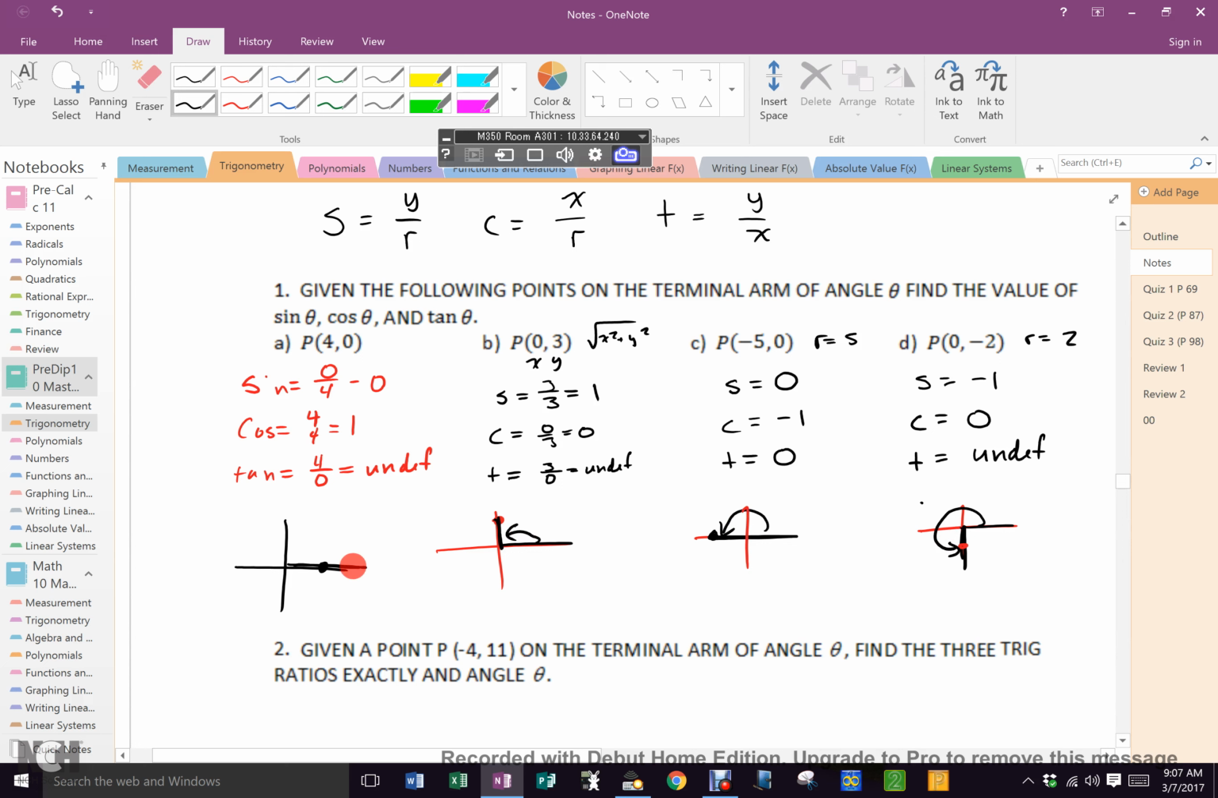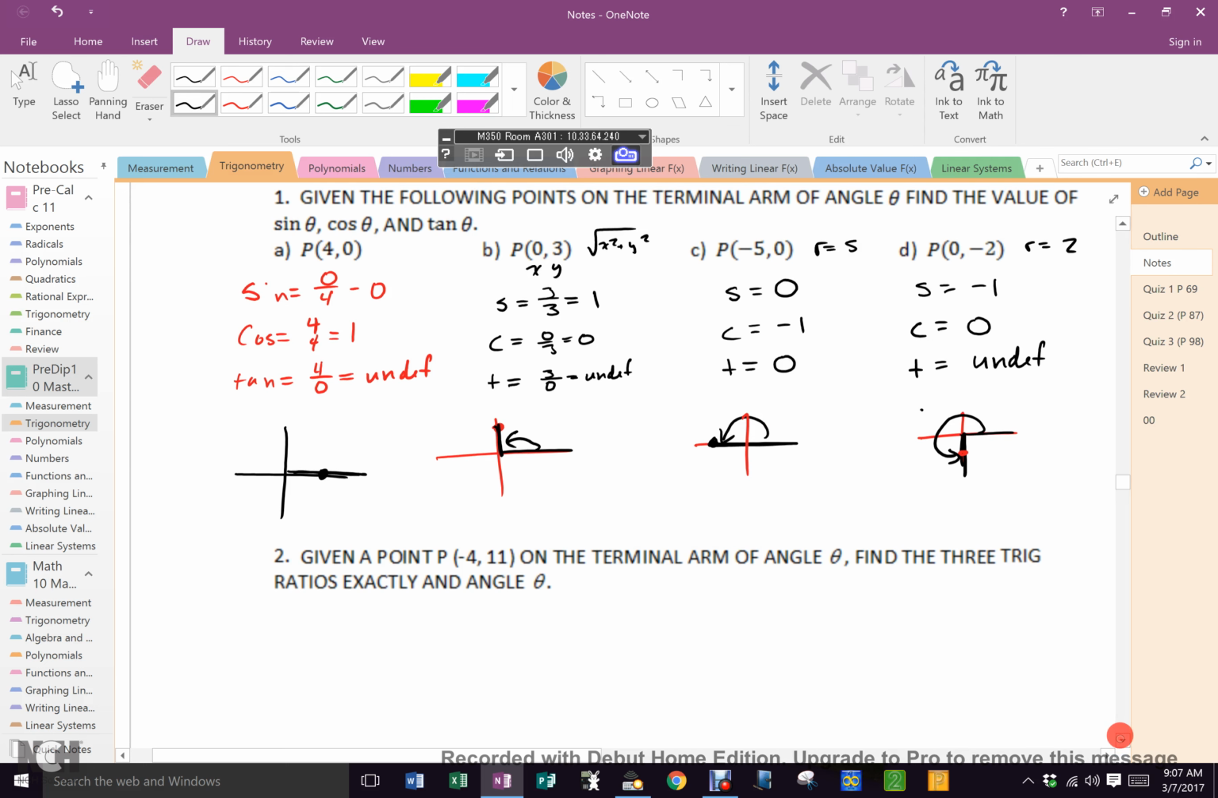Is everybody cool with the easy ones? What we call the cardinal ones, because they're at 90, 180, 270, and 0. Everyone's cool with that, right? You all understand why it works. Yes? Why it is y and x and r. Everyone's good with that? Okay.